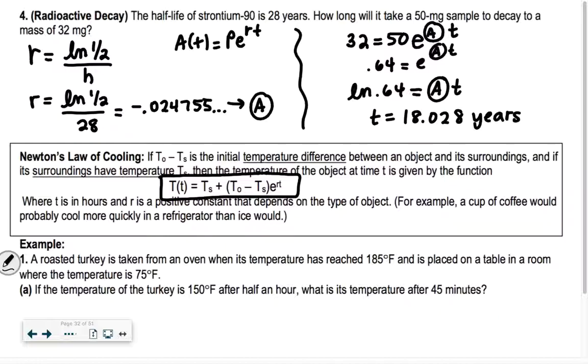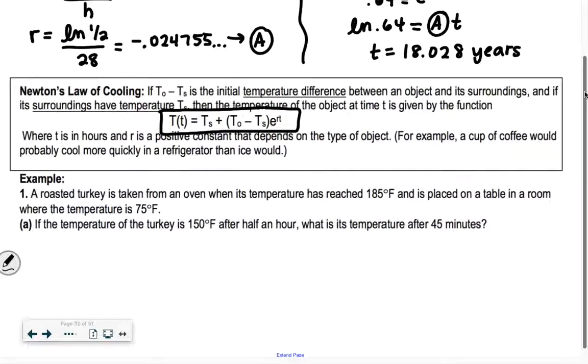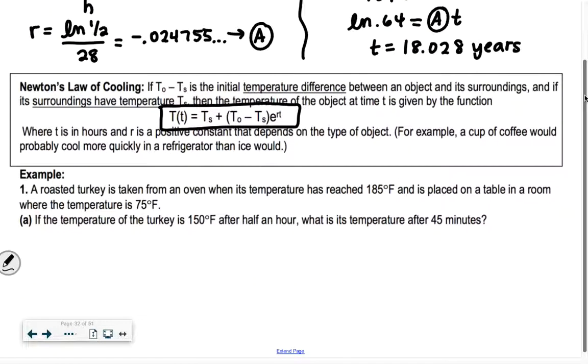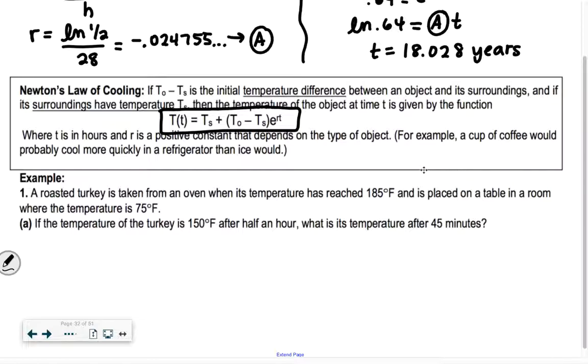Okay, so let's see. It says a roasted turkey is taken from an oven when its temperature has reached 185 degrees Fahrenheit and is placed on a table in a room where the temperature is 75 degrees Fahrenheit. If the temperature of the turkey is 150 degrees after half an hour, what is its temperature after 45 minutes?